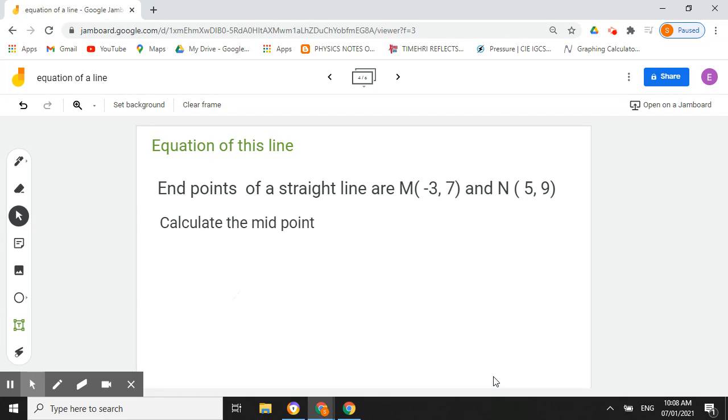Welcome back, guys, to the equation of a straight line. Today we have a problem that says the endpoints of a straight line are M (-3, 7) and N (5, 9), and we are asked to calculate the midpoint.